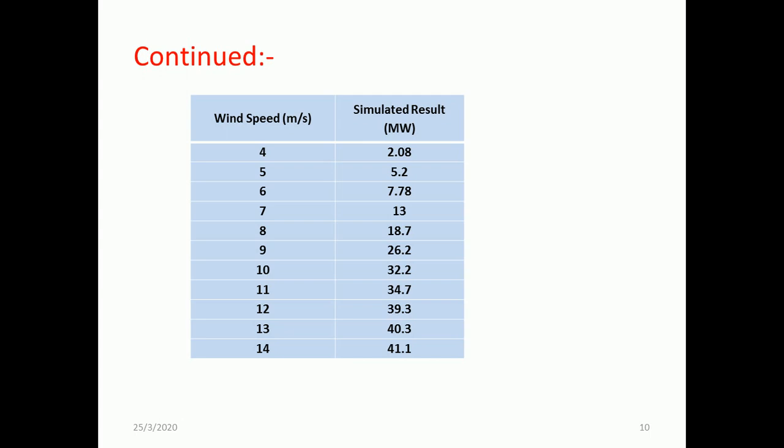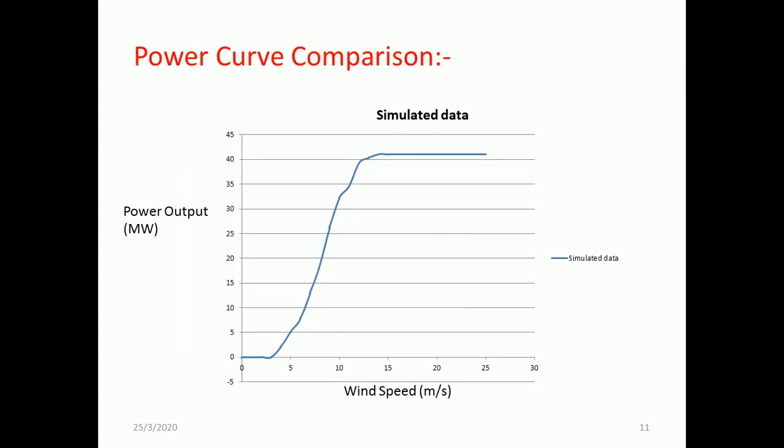The simulation result for each individual wind speed yields the result. You can also see that as the wind speed increases, the power output increases. This is the tabular representation of the simulation results performed at various wind speeds. This is the power curve which you obtain when you plot the readings of the power output in megawatt against the wind speed in meters per second.